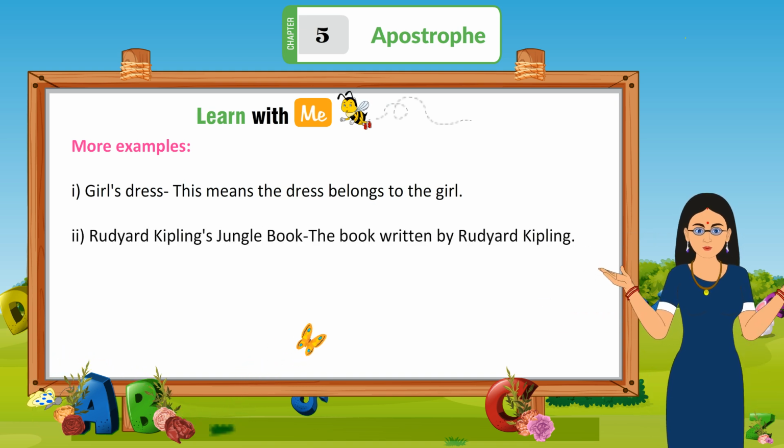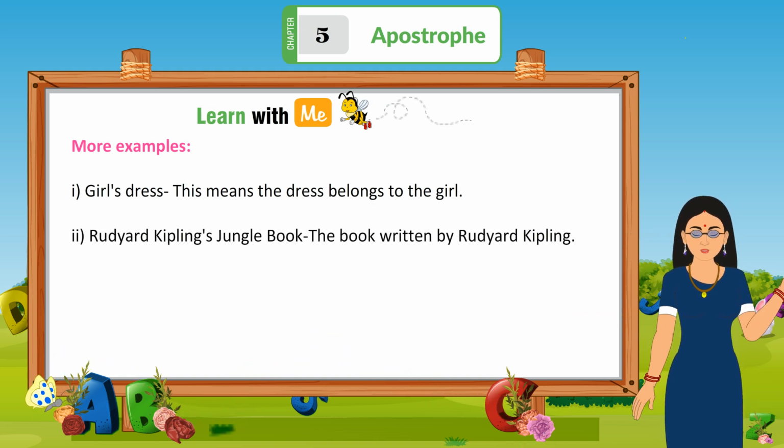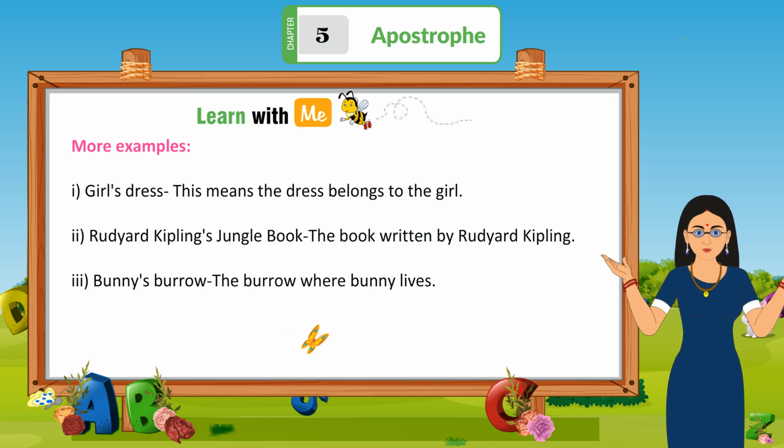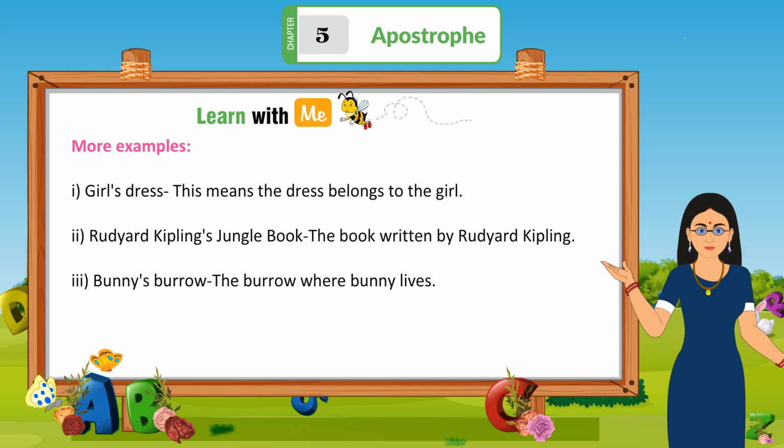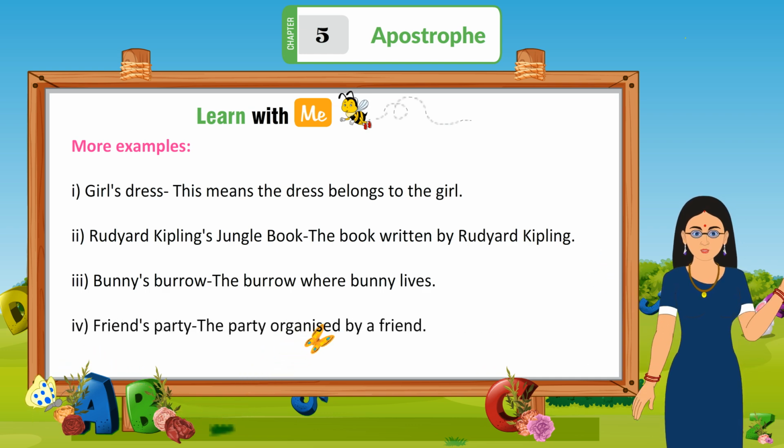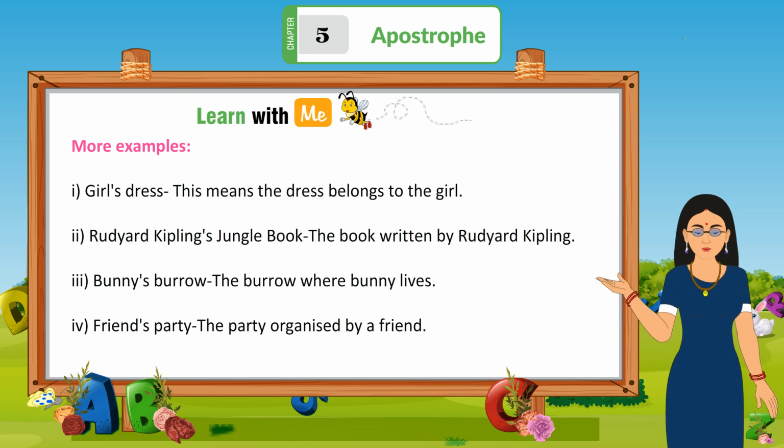2. Rudyard Kipling's Jungle Book. The book written by Rudyard Kipling. 3. Bunny's burrow. The burrow was where the bunny lives. 4. Friend's party. The party organized by a friend.